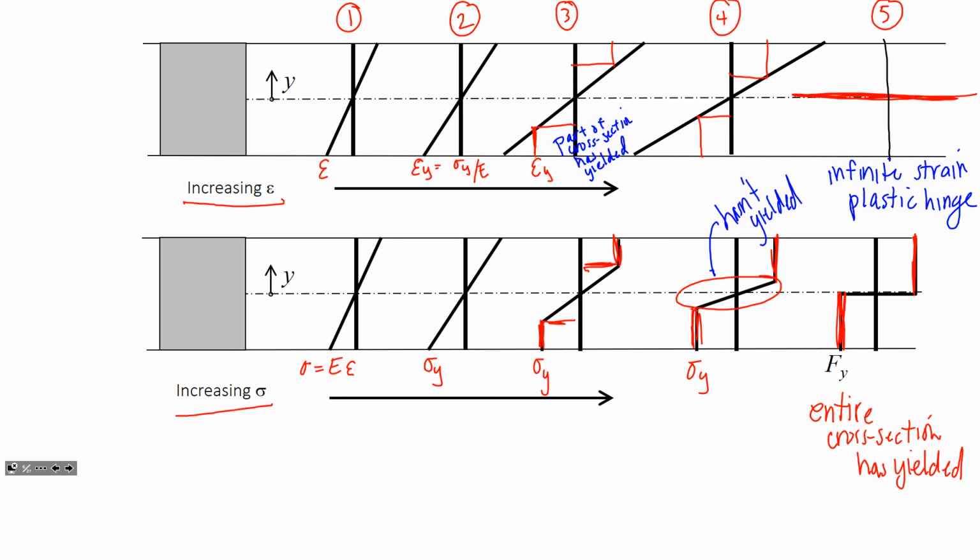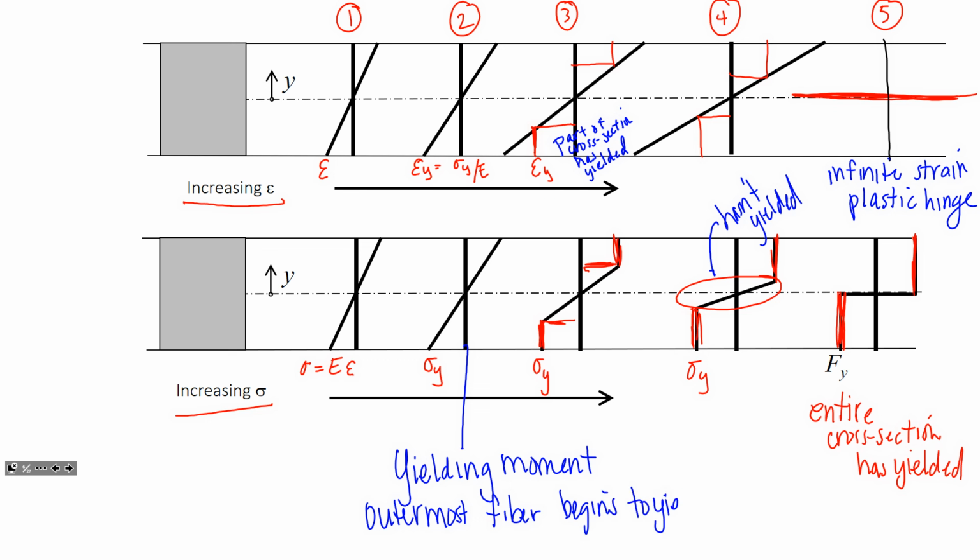So the parts that we care about, there's 2 moments that we care about the most. This moment, number 2, called the yielding moment. And that is where the outermost fiber begins to yield. So you're just starting yielding at the very, very edges of your cross section. That's the yielding moment. And then when your entire cross section has yielded, that's called the plastic moment, because you've just created a plastic hinge.